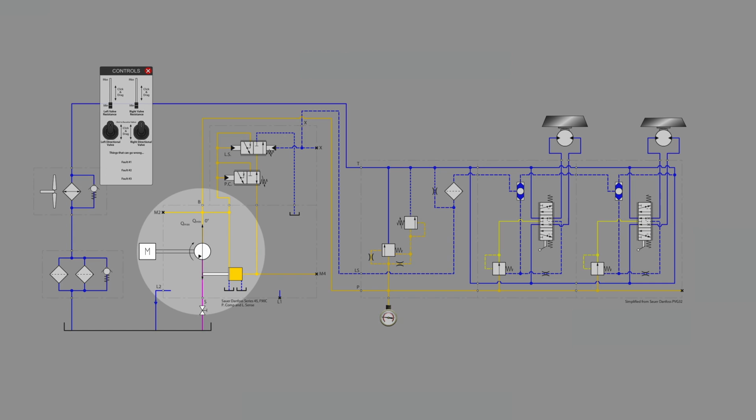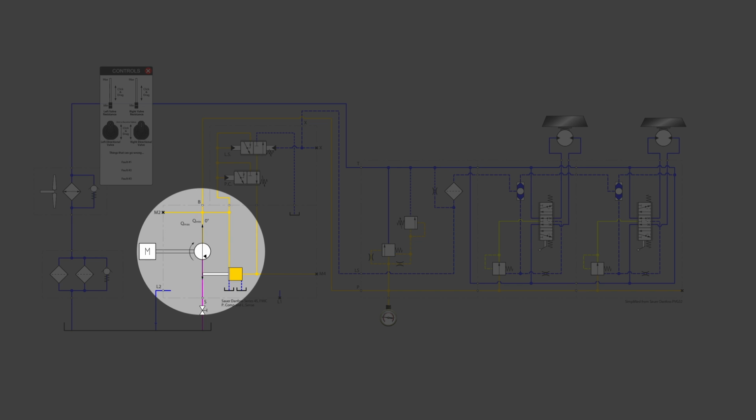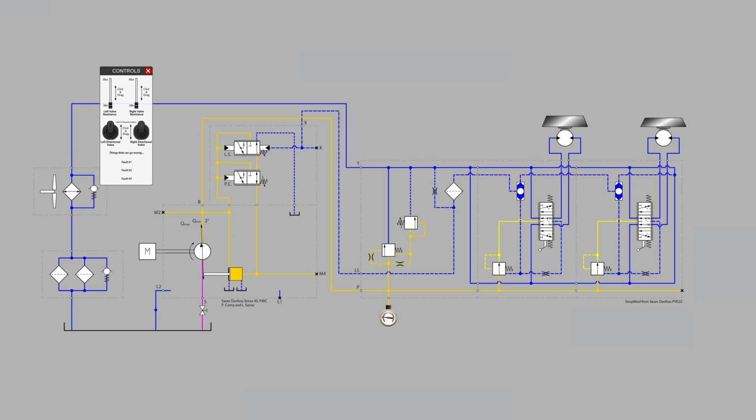More to the center of the schematic, you see our hydraulic pump. It's a variable displacement pump that is currently in the off-stroke position. Well, you see it actually moving the swash plate back and forth between 0 and 2 degrees.